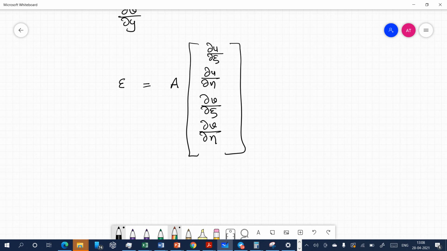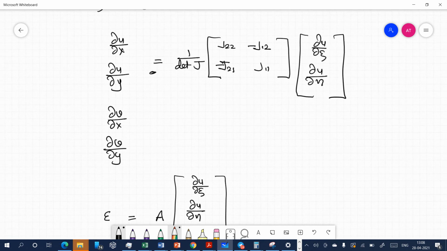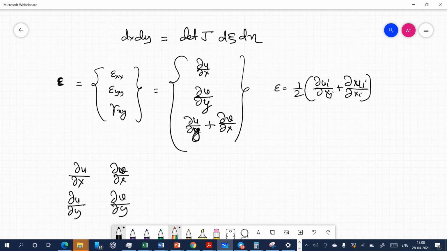And what is this matrix? This matrix will be some special arrangement of this Jacobian matrix, right? You see what we have to do. Let us go back. What we have to do is, in order to find the first term, we have to find del u by del x, right?